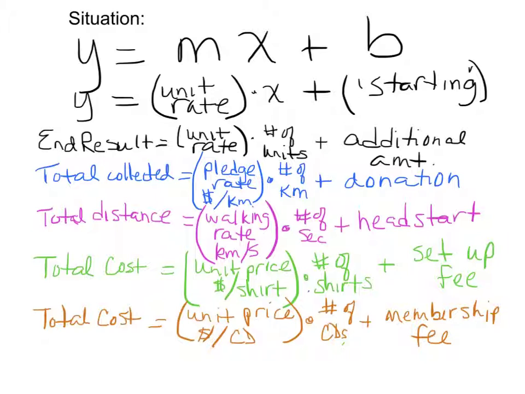And then we had examples of the buying CDs at the warehouse place versus the regular store, and we looked at our dependent variable, the total cost, which is the y, was equal to our unit price, our slope, in dollars per CD, times the number of CDs, our independent variable, our x, plus a membership fee of some kind. That was our y-intercept. All of our situations have been the same. Y equals mx plus b.